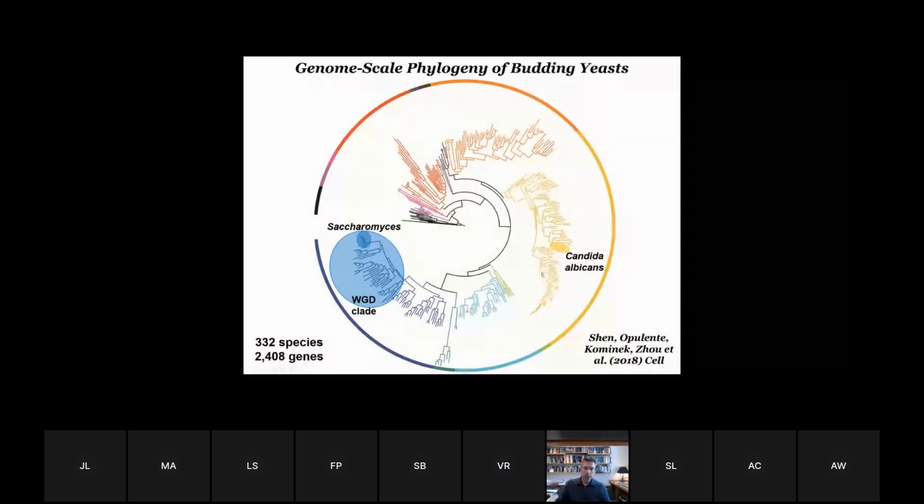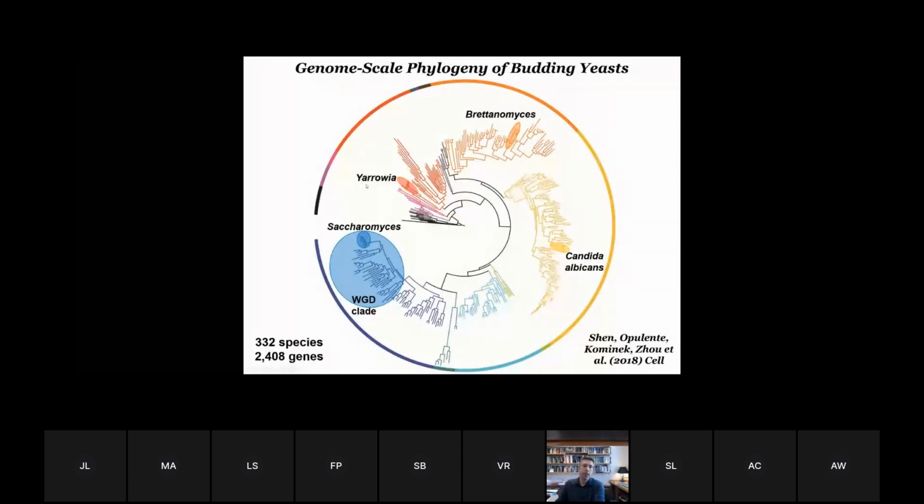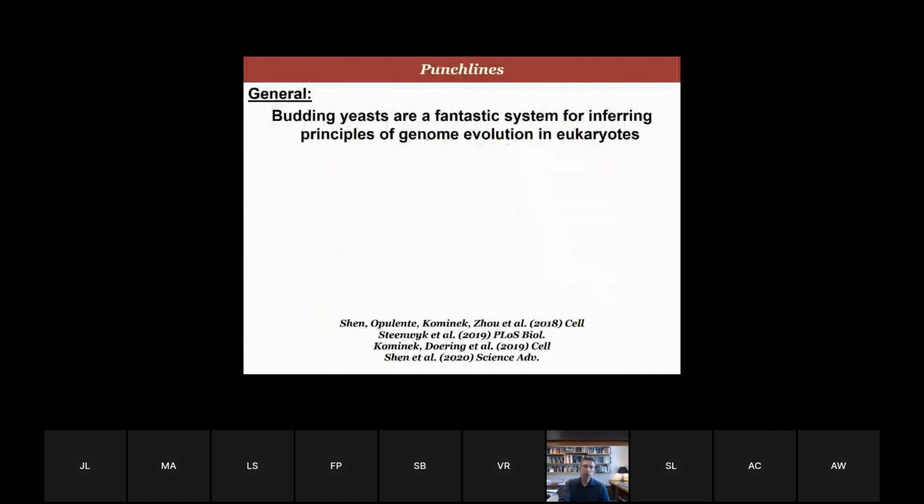I should emphasize the different colors correspond to the different major groups of budding yeast that we have. Brettanomyces is another group that's involved in the making of lambic beers. They're really tasty. Yarrowia is one of these oil producers. And then I mentioned some of these nectar-loving yeast, and some of these belong to this Wickerhamiella-Starmerella clade, or WS clade as we call it.